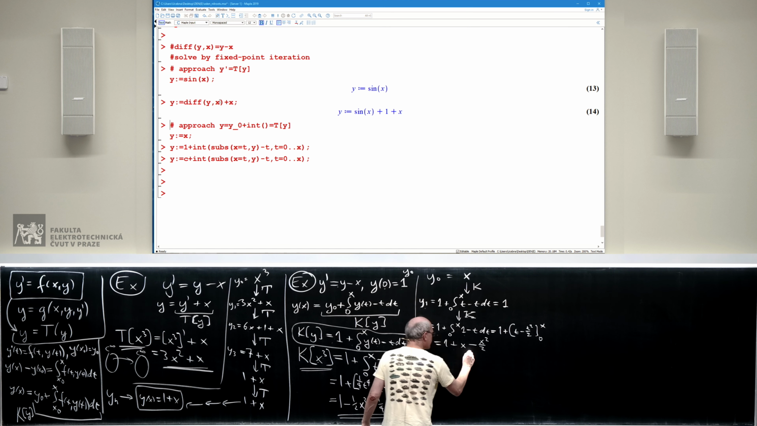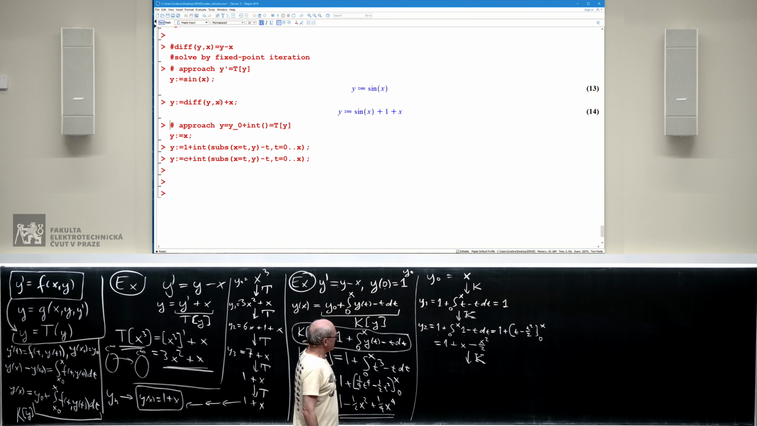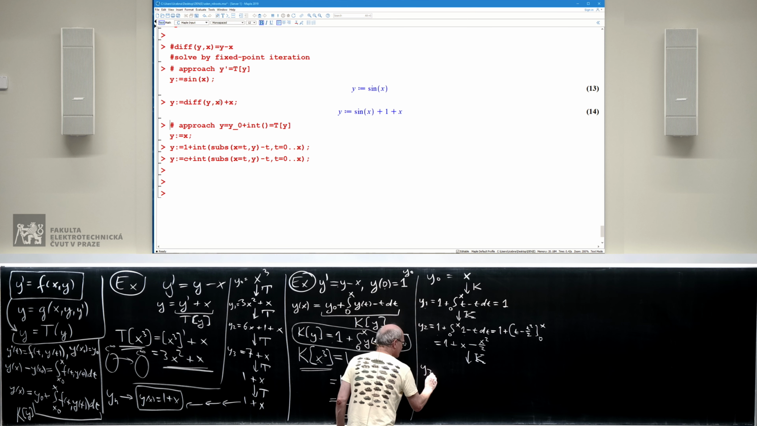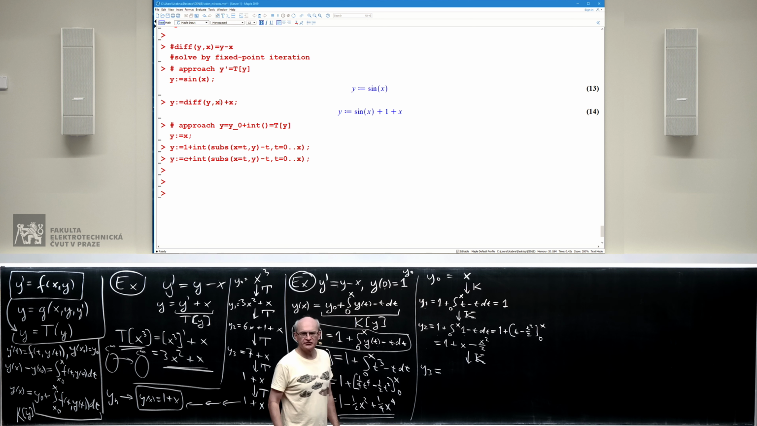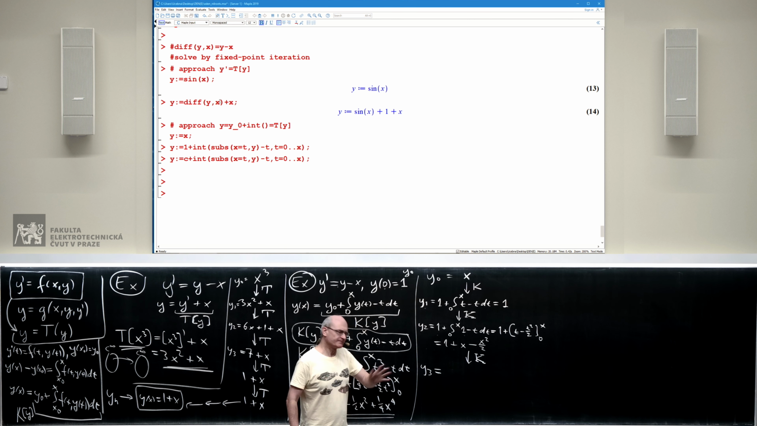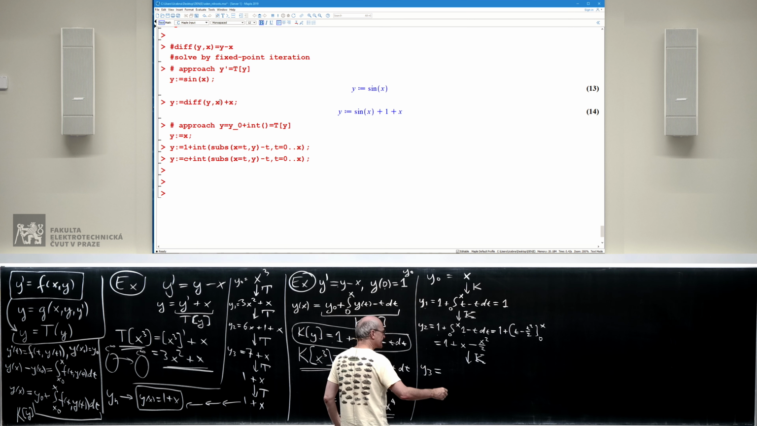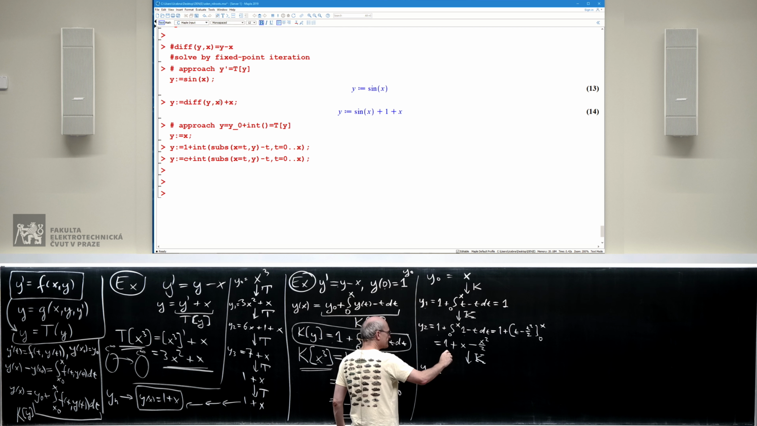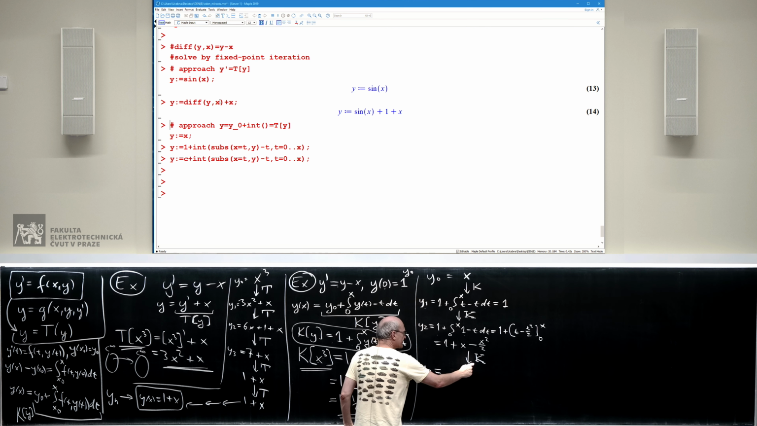Okay. I apply mapping k. y3. How many times do I want to do this? The answer is until I can see the pattern. So let's be patient. Should I ask Maple for it? We are tough. We can fight it out. Okay. How do I get k of this? I have to start with 1. I have to integrate from 0 to x.